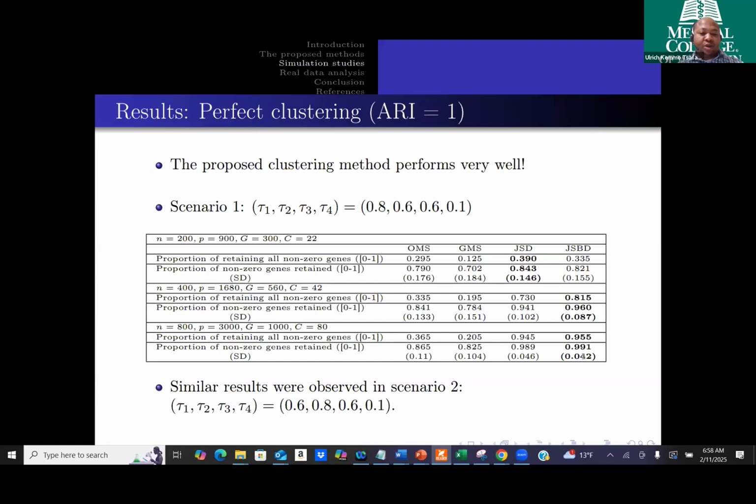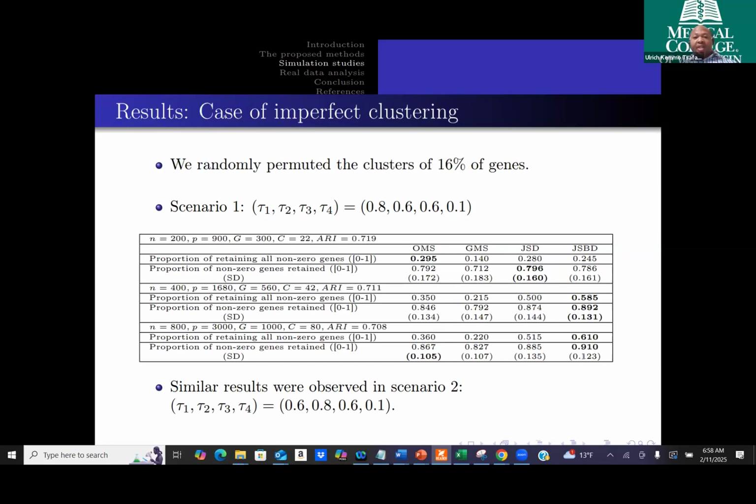Similar results were also observed in scenario 2, and for the sake of time, we will not show them here. We also wanted to evaluate the method when the clusters are not well identified. So we randomly permuted the clusters of 60% of genes, and the results are shown here. As previously, when the sample size is small, the proposed method performs similarly to the others. But when the sample size increases, you will see that the proposed method performs best.